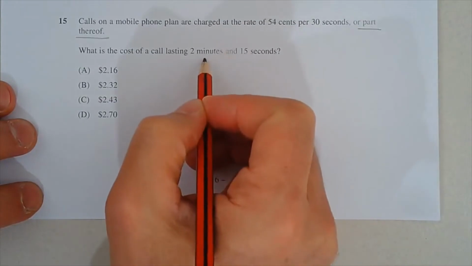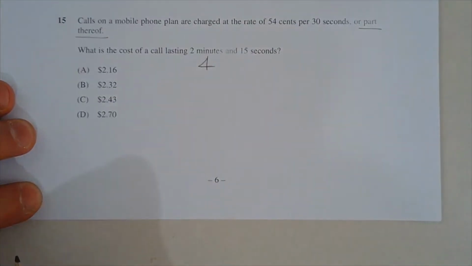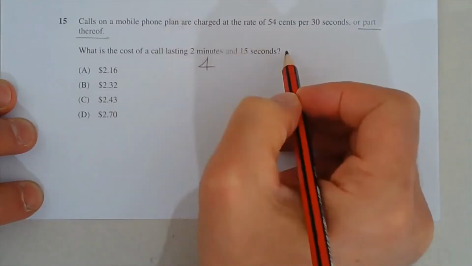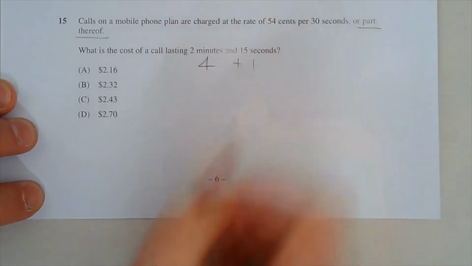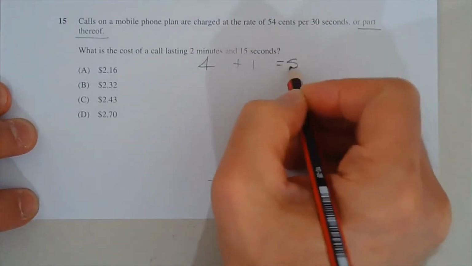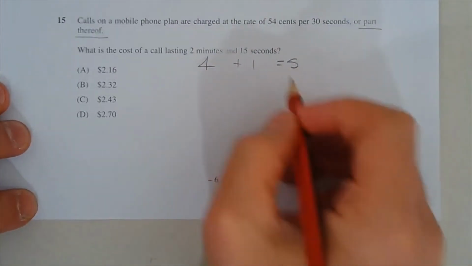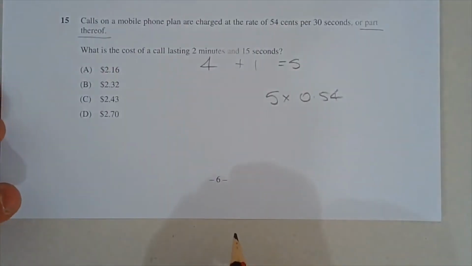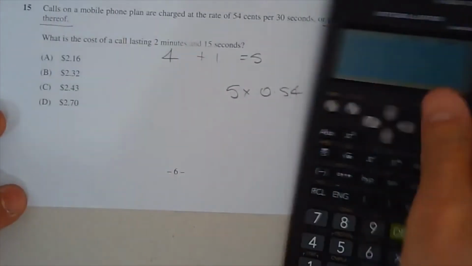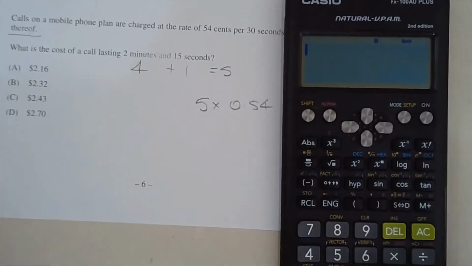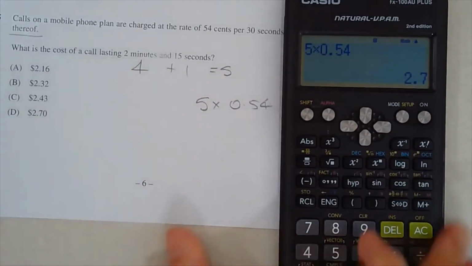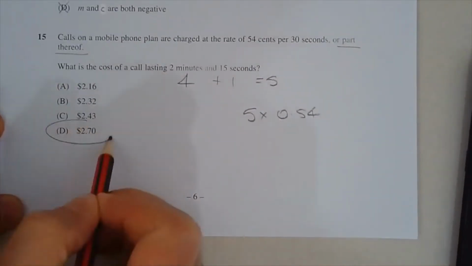So 2 minutes has 4 such blocks, and then we go over the 2 minute mark, which means that we're going into the next 30-second block, but it only takes up 15 seconds. So that means that there are 5 30-second blocks. So the answer is 5 times 54 cents. So I'm going to write it in dollars. If you get a calculator, of course, then when you're under exam pressure, don't do this mentally, just work it out with your calculator and you get $2.70. So option D.